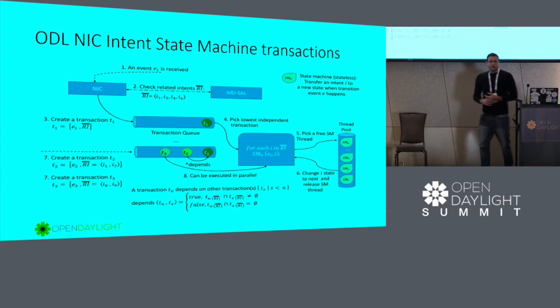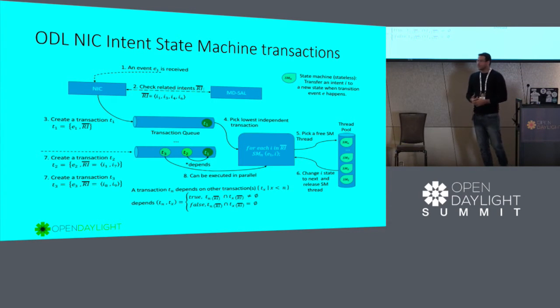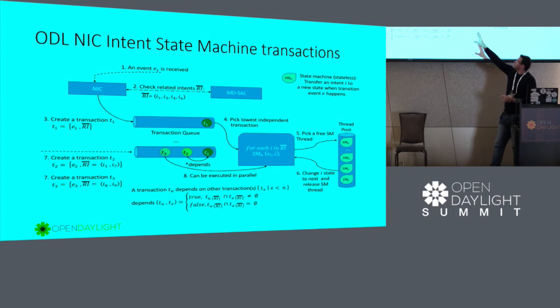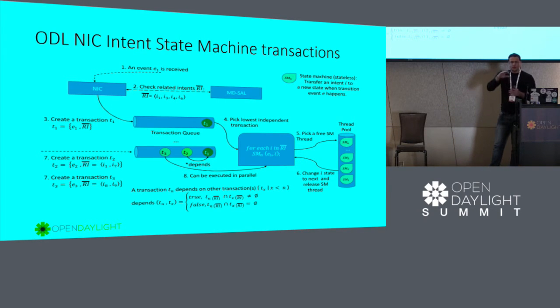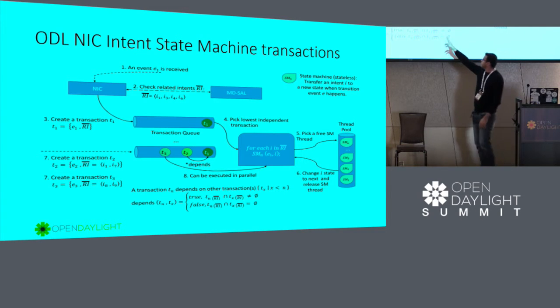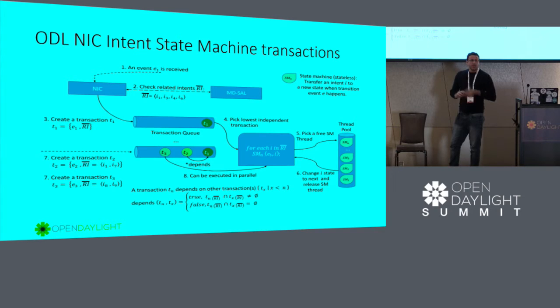We are thinking of using the MD-SAL to store our transactions. When the NIC project receives an event, like an intent added, or network node up, or switch up, switch down, we create a transaction using the intent state machine. When creating a transaction to go from undeployed to deployed state, we should create two transactions. These two transactions will be dependent, and we can keep track of them. Once transaction 1 is done, we can start transaction 2.